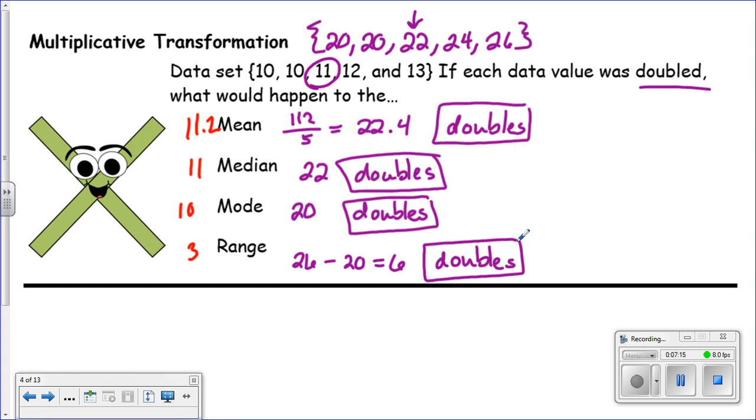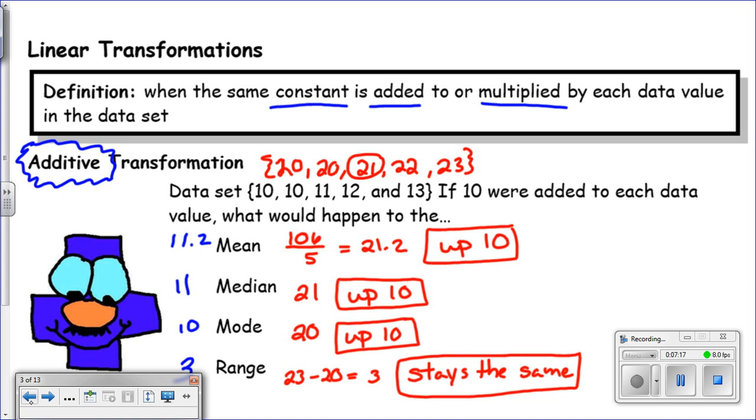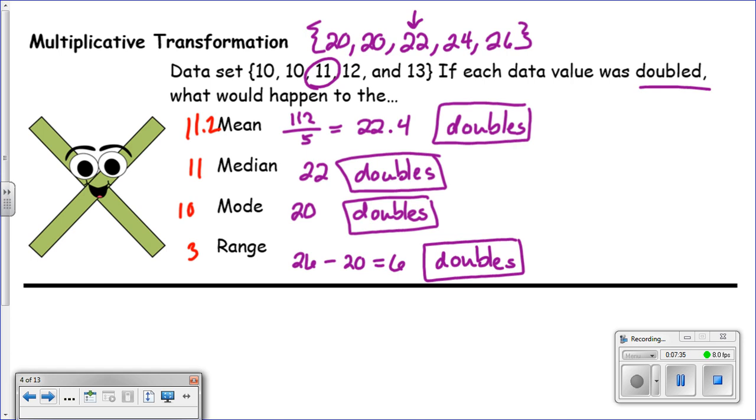Okay, so bottom line, if you add or subtract a value to each data set, the mean, the median, the mode will all go up or down by that amount, but the range will stay the same. If you multiply a data set by the same value, or even if you cut a data set in half, the mean, the median, the mode, and the range will all multiply by that amount.